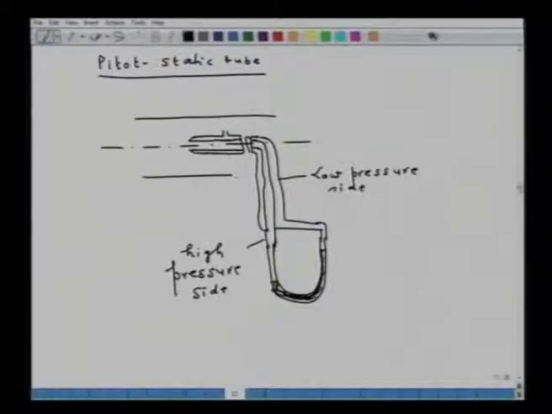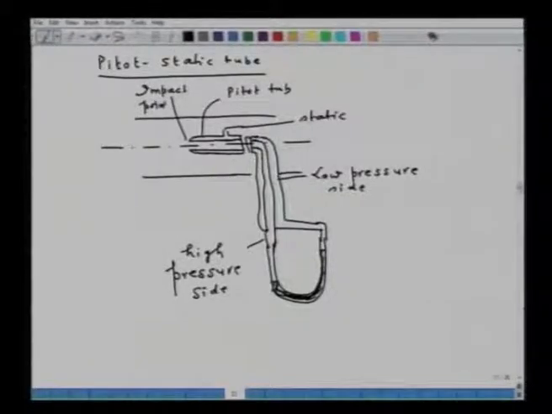So, let me complete now the pipe. So, this is the pitot tube. This is the impact point, and this particular hole is used to measure static pressure. So, if I consider this is plane 1 and the impact point is my plane 2.